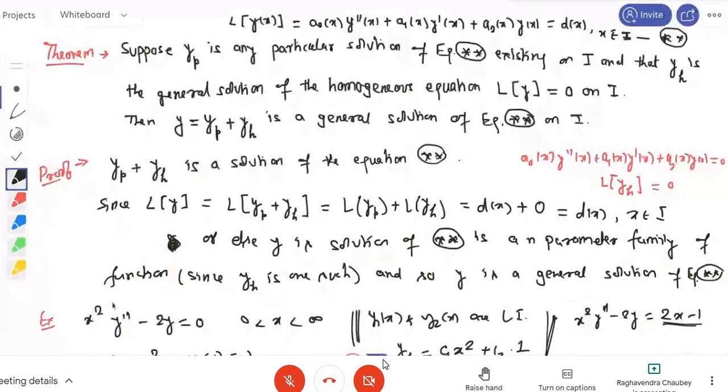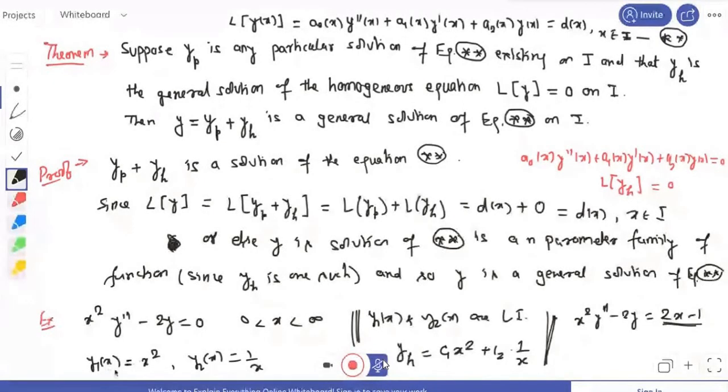Basically this is a second order linear differential equation that equals 0. Okay, and here y1 and y2 are the solutions of this given differential equation. Okay, this means if we put y1 here, y1 equals x square.